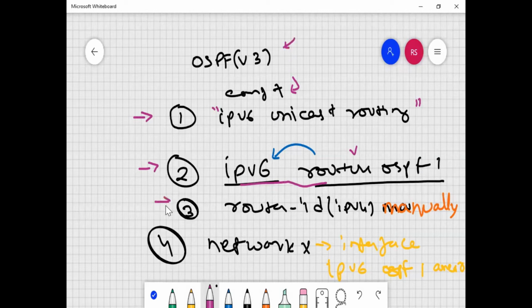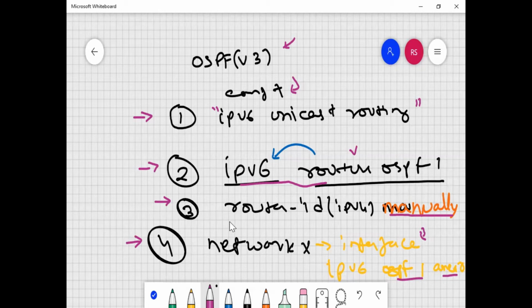Point number 3, router ID is again IPv4. Better if you configure it manually. If you don't have any IPv4 address, just configure it manually. Fourth thing, there is no network command as such. You need to go to the interface and write this command, saying that you are part of OSPF 1 for area 0, with IPv6. Okay. Any question from anyone?